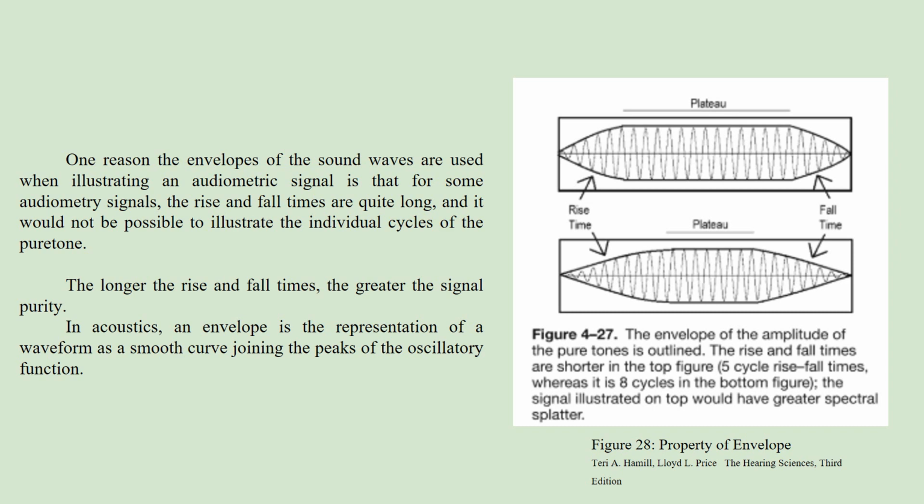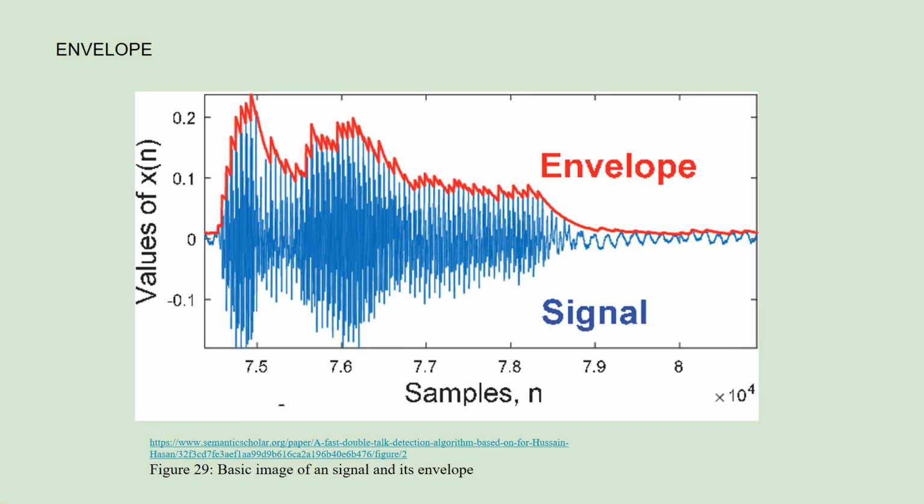In acoustics, an envelope is the representation of a waveform as a smooth curve joining the peaks of the oscillatory function. When we look at figure 28, the envelope of the amplitude of the pure tones is outlined. The rise and fall times are shorter in the top figure. The signal illustrated on the top would have greater spectral splatter. And there's another basic image of a signal and its envelope, and as you can see, the envelope outlines the signal.